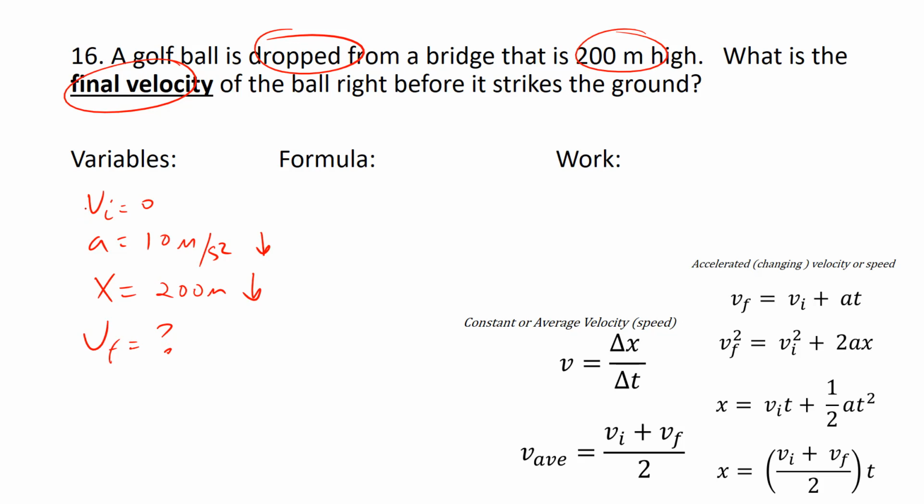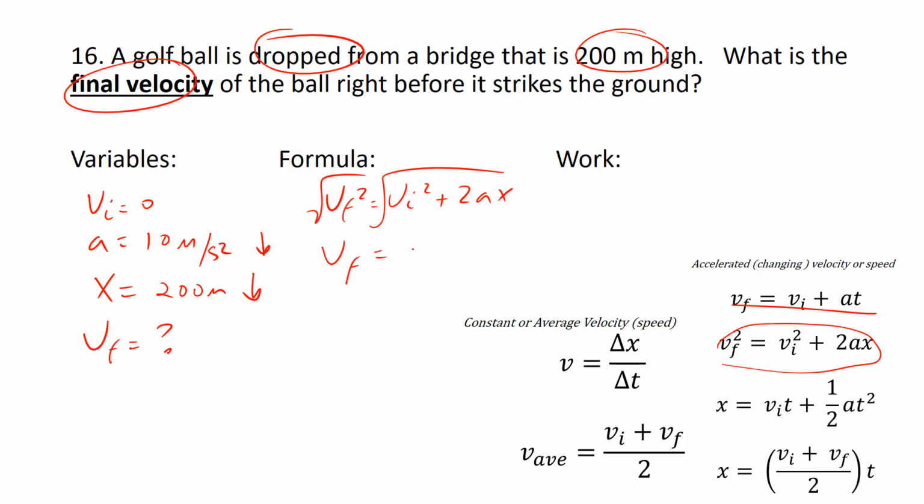So we need an equation that has VI, a, x, and VF. VI, a, x, and VF. Nope, that doesn't have an x. VI, a, x, and VF. Yeah, this is perfect. Right here is your equation. So we write down the equation, VF squared equals VI squared plus 2ax. And I'm going to go ahead and square root both sides right off the bat. VF equals the square root of VI, which is 0 squared, plus 2 times 10 times x, which is 200.